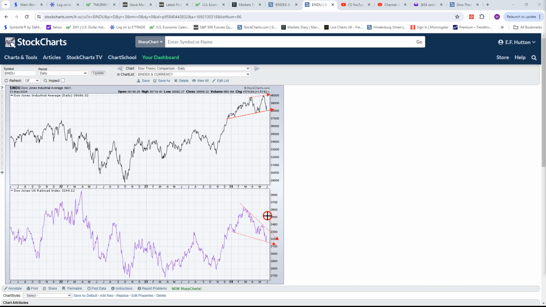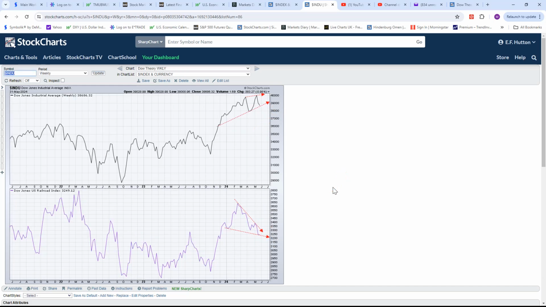So all the hubbub is about the transportation average not making new highs like the industrial average up here. So here we have a straight up bearish divergence, and then if you look at the bottom, the Dow Jones Industrial Average is bullish and the railroad index does not corroborate the industrial average's bullishness.